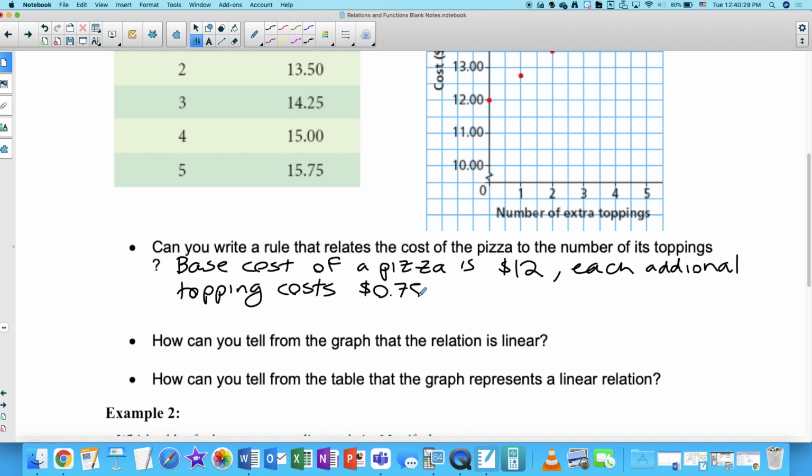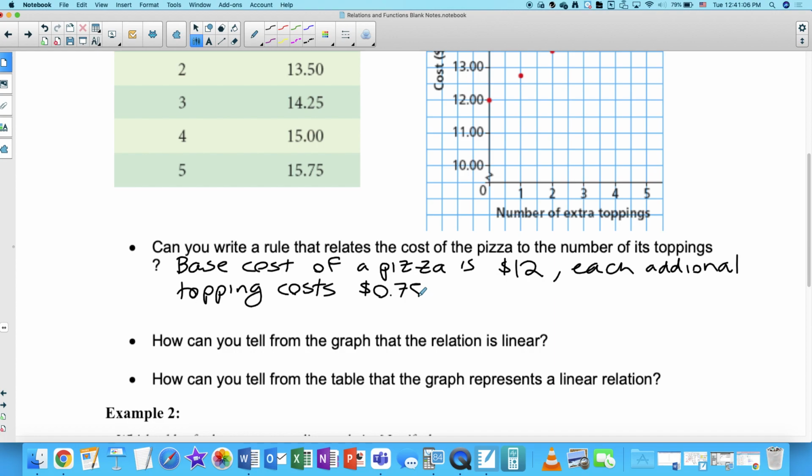Tell me about the equation. It's, I think, x equals y times 0.75 plus 12. I would say that's very close. Yes? Y is equal to 0.75x plus 12. Yeah, so that's the only correction that I would make. If we're using the variables x and y, the cost is dependent on the number of toppings. So if you're using the variables x and y, then you would have y equals 12 plus 0.75x. And we'll talk more about that in a second.